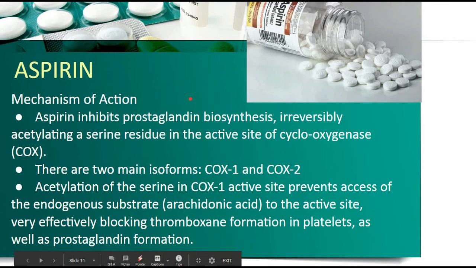Its mechanism of action inhibits prostaglandin biosynthesis irreversibly, acylating a serine residue in the active site of cyclooxygenase or COX. There are two main isoforms, COX1 and COX2. COX1, or cyclooxygenase 1, is a constitutive enzyme which is present in platelets and other cells under basal conditions, while COX2 is an inducible form which is produced in response to cytokine stimulation in areas of inflammation and produces large amounts of prostaglandins.